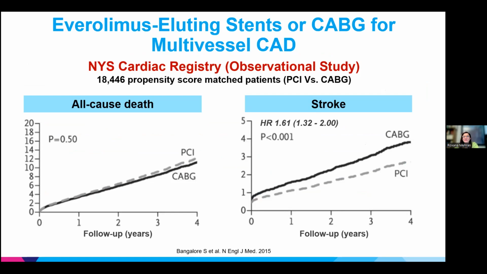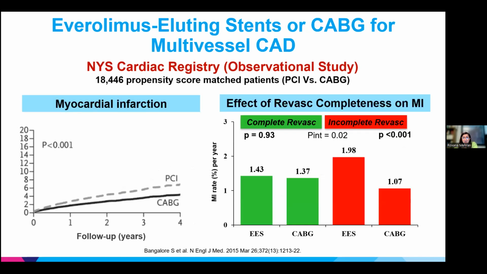But remember, these are registries, observational trial studies, with a lot of confounders, and it's difficult to make that ascertainment. We're seeing more stroke, but I'm certain that bypass surgery is most likely overcoming the non-stented lesions by bypassing the entire vessel, because we're seeing higher myocardial infarction with PCI, and of course, completeness of revascularization is a very, very important issue that helps equalize the playing field.